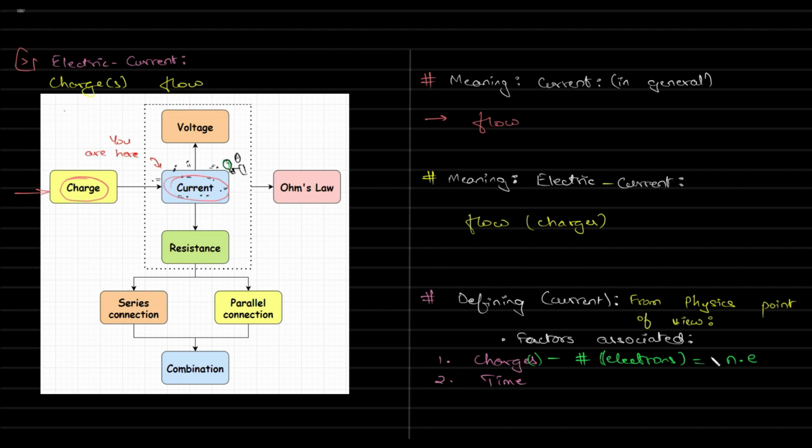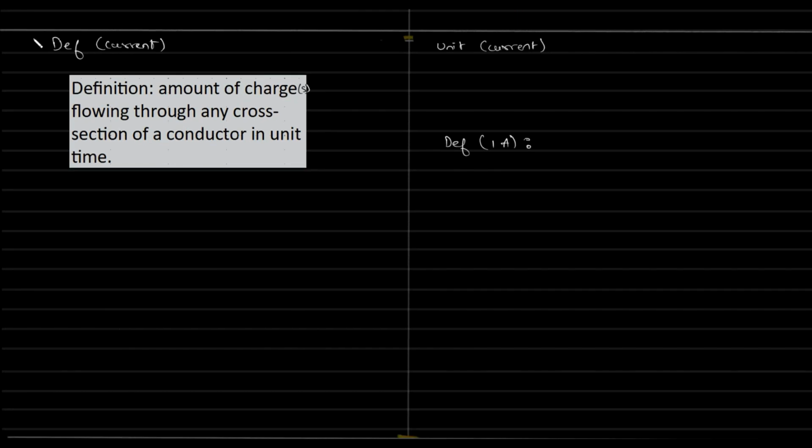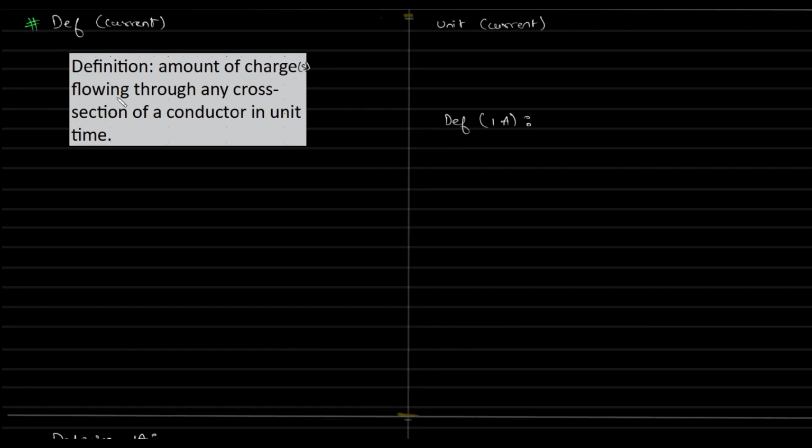So can I tell charges as N into E? It's a better representation, and time is T. And now can we define current? Yes, we are almost there. Now we can define current. How? Simple. It's the amount of charges. Makes sense. We just saw that.